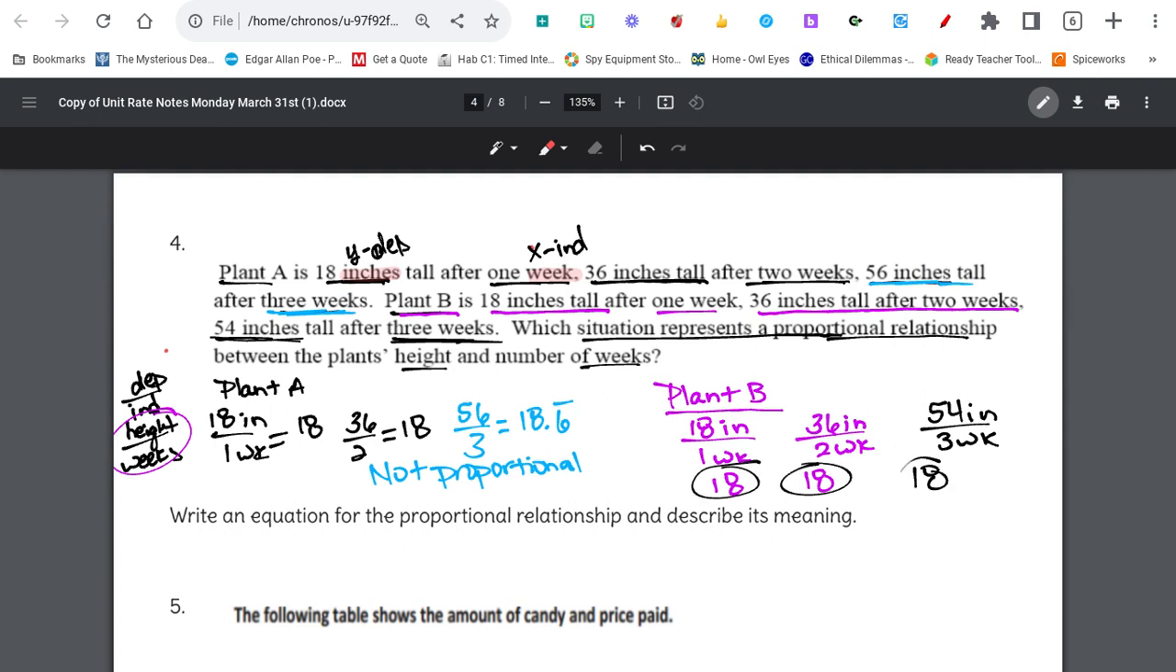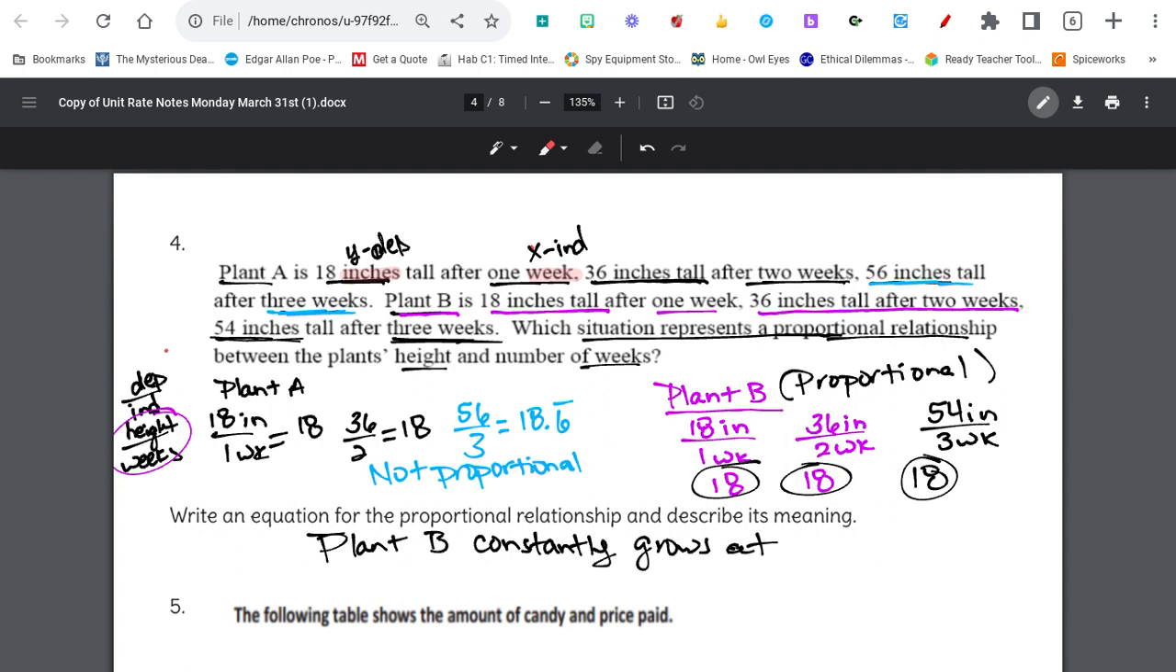So plant B is the one that represents the proportional relationship because it constantly grows at 18 inches per week.